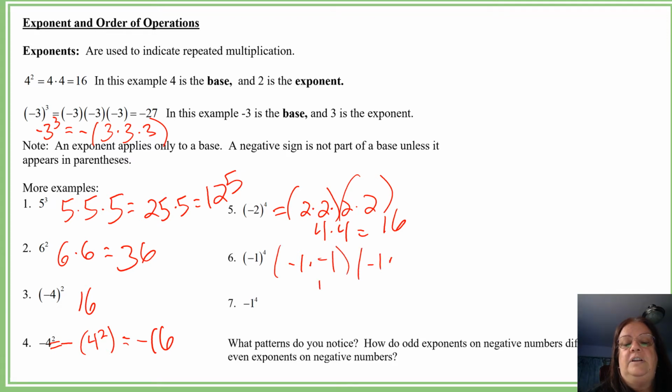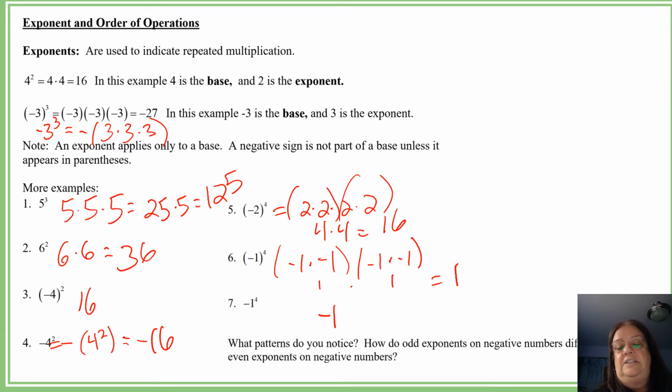And negative 1 times negative 1, again a positive 1. So that gives me 1. Can I multiply those two together? All right, negative 1 to the 4. That negative is not inside a parenthesis, therefore it's outside of the exponent. My answer is negative 1.